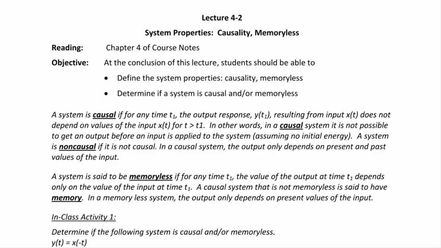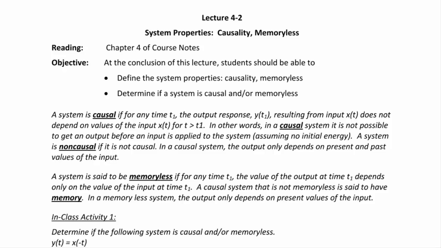An example of a system that would not be causal would be some type of anti-skip CD system where it actually anticipates the next value so that if you're using it and you bump something, you don't hear the bump in the music. A system that is causal is a system where the output only depends on present and past values of the input.